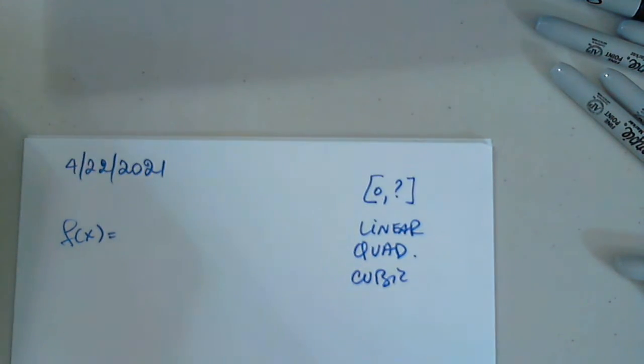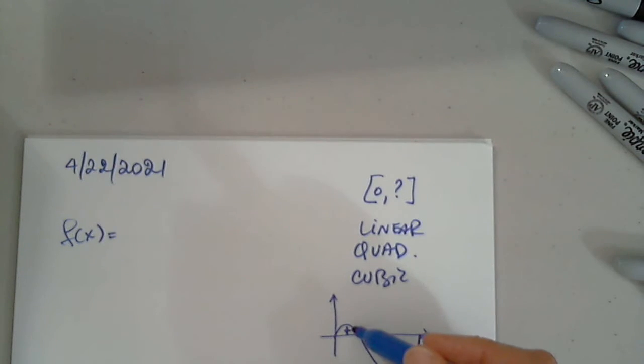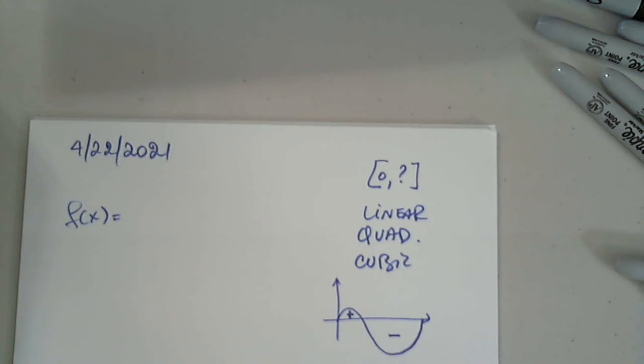And yes, areas could be negative, in case you're asking. So we can have a function that looks like this. This is a positive area, this is a negative area. In absolute value, this is much smaller than this. So the result will be negative. So that is possible.